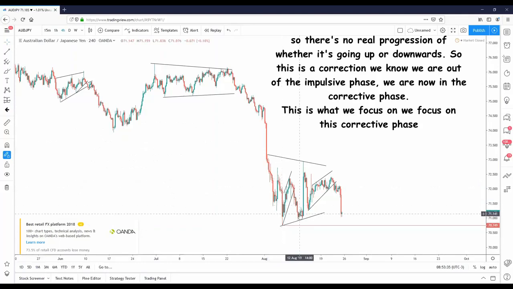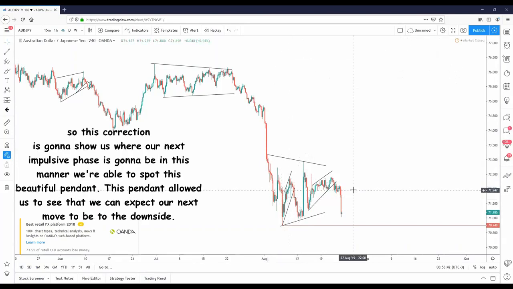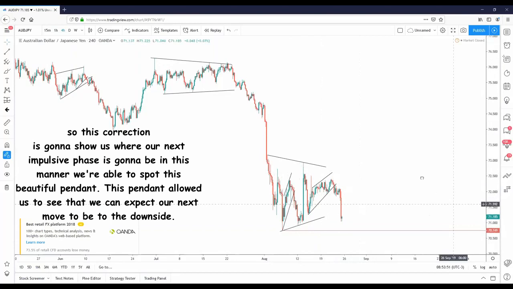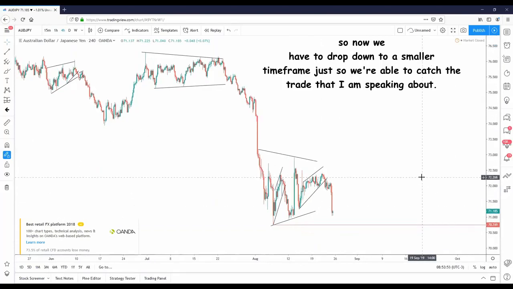We know we are out of the impulsive phase. We are now in the corrective phase. This is what we focus on. We focus on this corrective phase. So this correction is going to show us where our next impulsive phase is going to be. In this manner, we're able to spot this is a beautiful pennant. This pennant allowed us to see that we can expect our next move to be to the downside. So now we have to drop down to a smaller time frame just so we're able to catch the trade that I am speaking about.